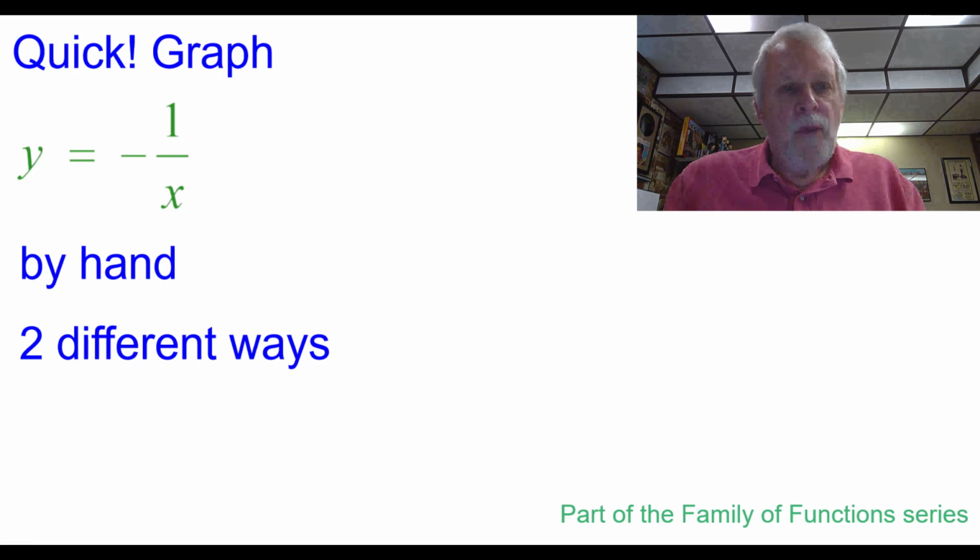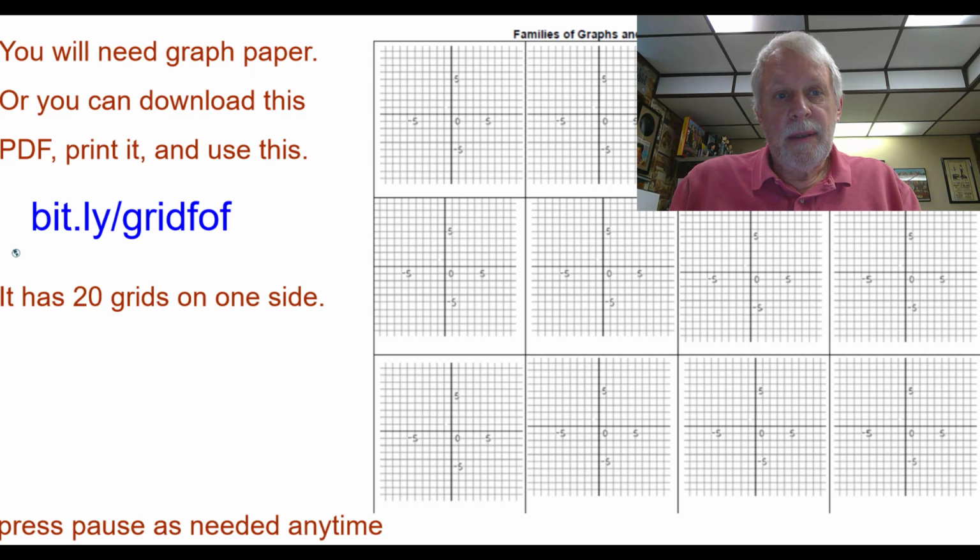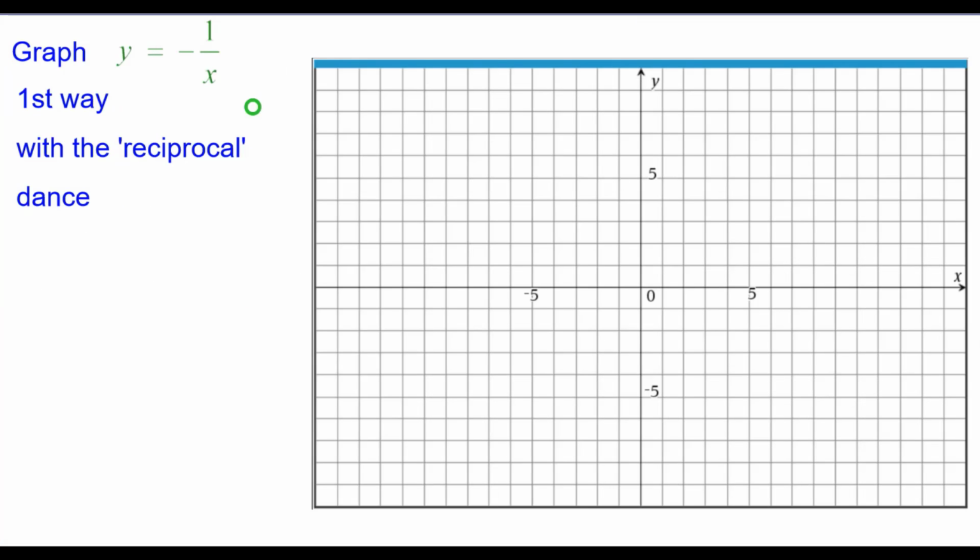Quick, graph y equals the opposite of 1 over x by hand, two different ways. This is part of the family of functions series. You will need graph paper, or you can download this PDF and print it, and press pause as needed anytime during the video.